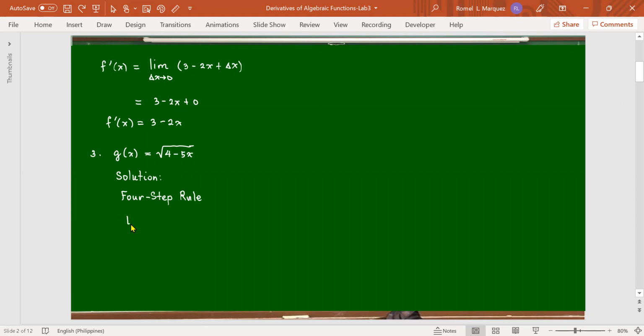But of course, first we let y be equal to g of x. But our g of x is square root of 4 minus 5x. Okay, guys? So, first step, you're going to replace y by y plus delta y, and then x by x plus delta x. So, getting 4 minus 5 times x plus delta x. Okay?